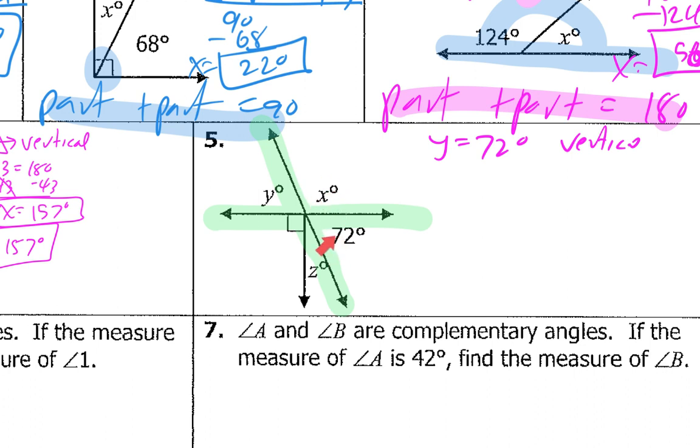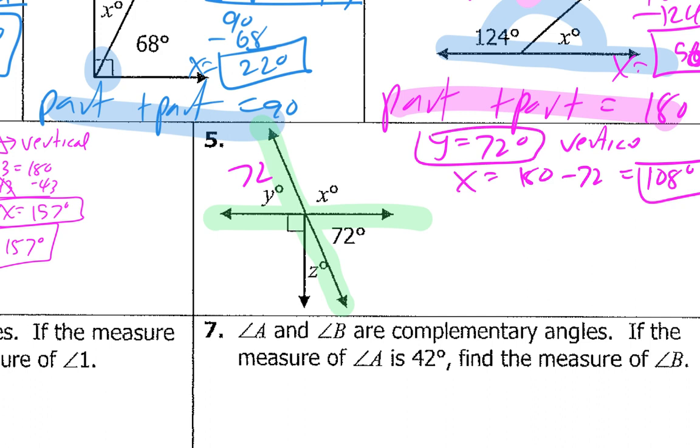Okay, so then what do we know about this x? Well, let's put it right here, right? If that's 72, I can think of it either way. This plus x equals 180, right? Or this plus x equals 180. So x is going to be equal to 180 minus 72, right? And that's going to be equal to 108. Okay, so x is going to be equal to 108. Y is going to be equal to 72.